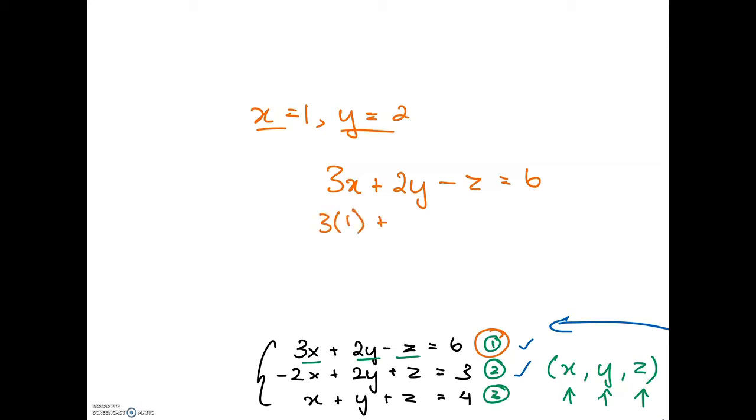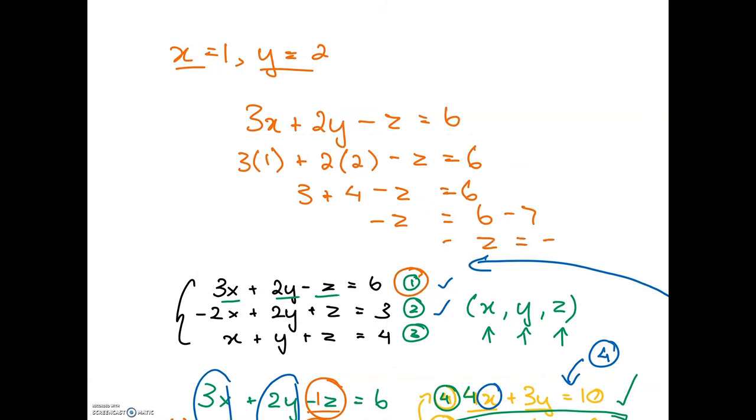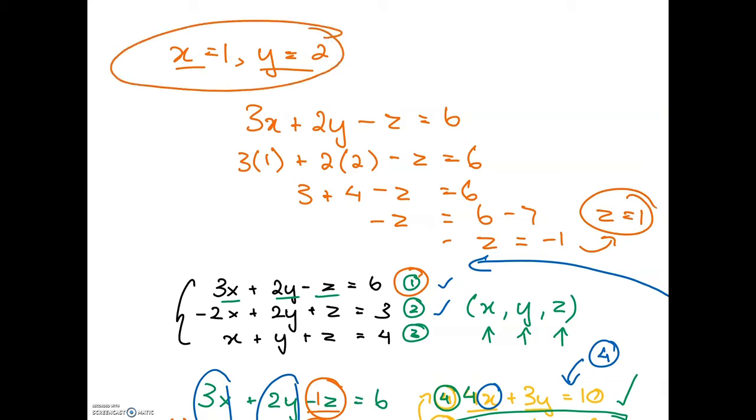So 3 times 1 plus 2 times 2 minus z is equal to 6. 3 plus 4 minus z is equal to 6. Negative z is equal to 6 minus 7. So then negative z equals negative 1, therefore making z equals 1. So we figured out that x equals 1, y equals 2, and z equals 1. So we've basically figured out the equation. We figured out the answer. So for these three equations, the solution would be x equals 1, y equals 2, and z equals 1.